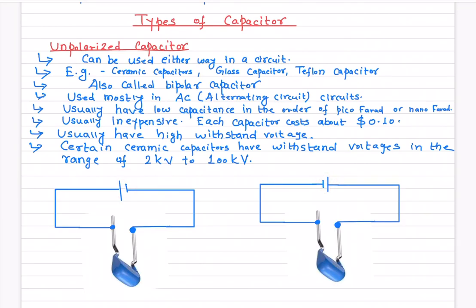It is also called the bipolar capacitor, because it doesn't matter which way you connect it, so it does not have any preferred polarity. That's the reason it is also called the bipolar capacitor. Such capacitors are mostly used in AC alternating circuits. In alternating circuits, at one time the positive and the negative, the current or the voltage fluctuates. So that's the reason it is mostly used in AC circuits.